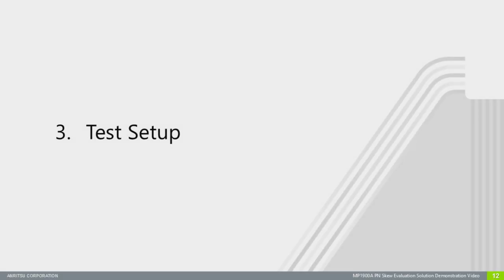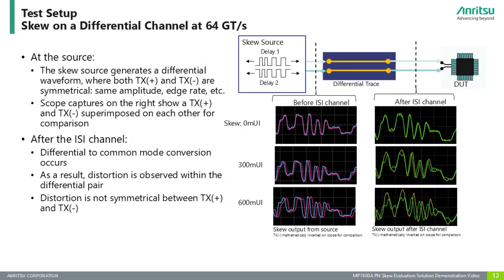For a test example, let's measure the BER in PCI Express Gen 6 while sweeping intra-pair skew. In this setup, the effect of skew on the signal before and after an ISI channel is observed. Before the ISI channel, the positive and the inverted negative signal are symmetrical.